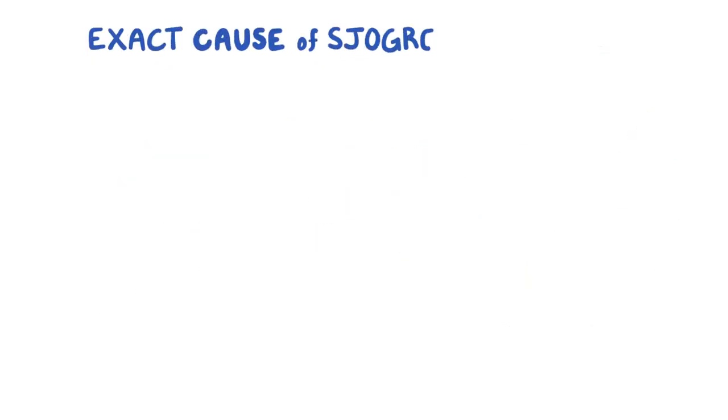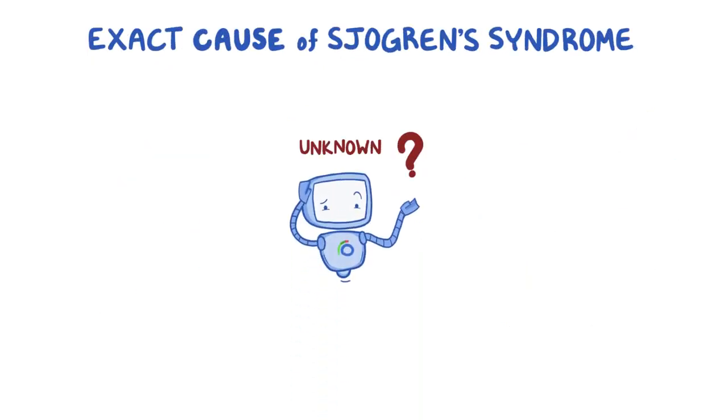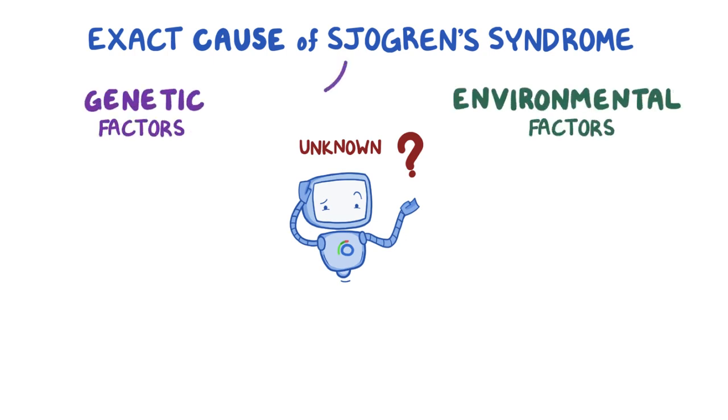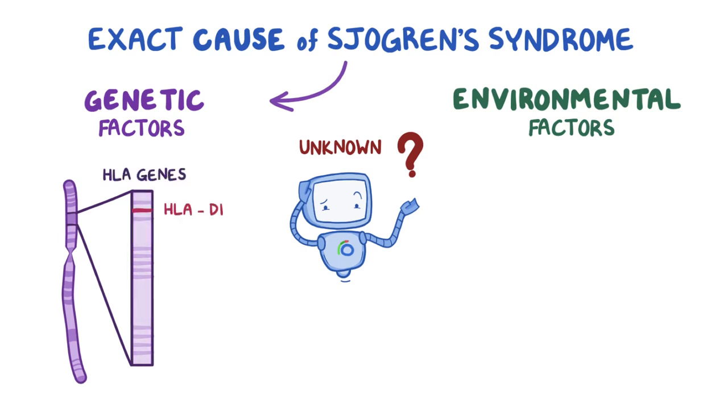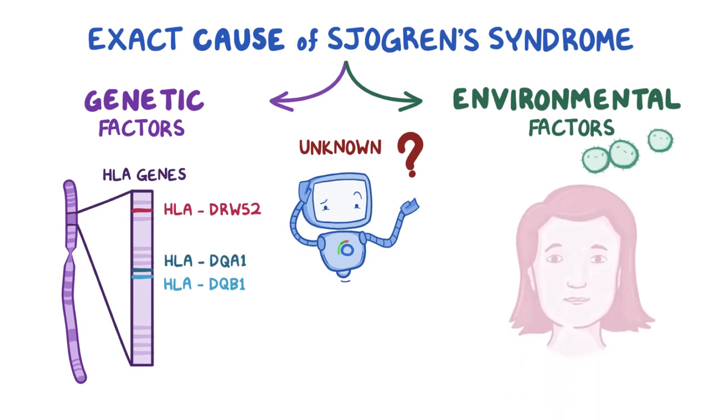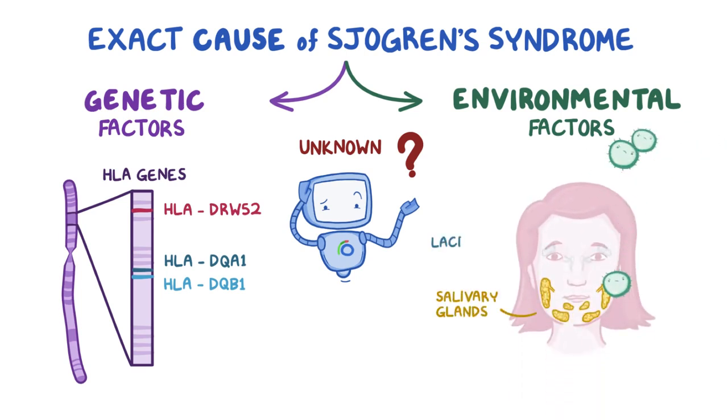The exact cause for Sjogren syndrome is unknown, but it seems to be related to both genetic and environmental factors. Genetic factors include genes which code for specific types of MHC class II molecules, called human leukocyte antigen or HLA genes. Specifically HLA-DRW52, HLA-DQA1, or HLA-DQB1. Environmental factors include an infection of exocrine glands like the salivary and lacrimal glands.